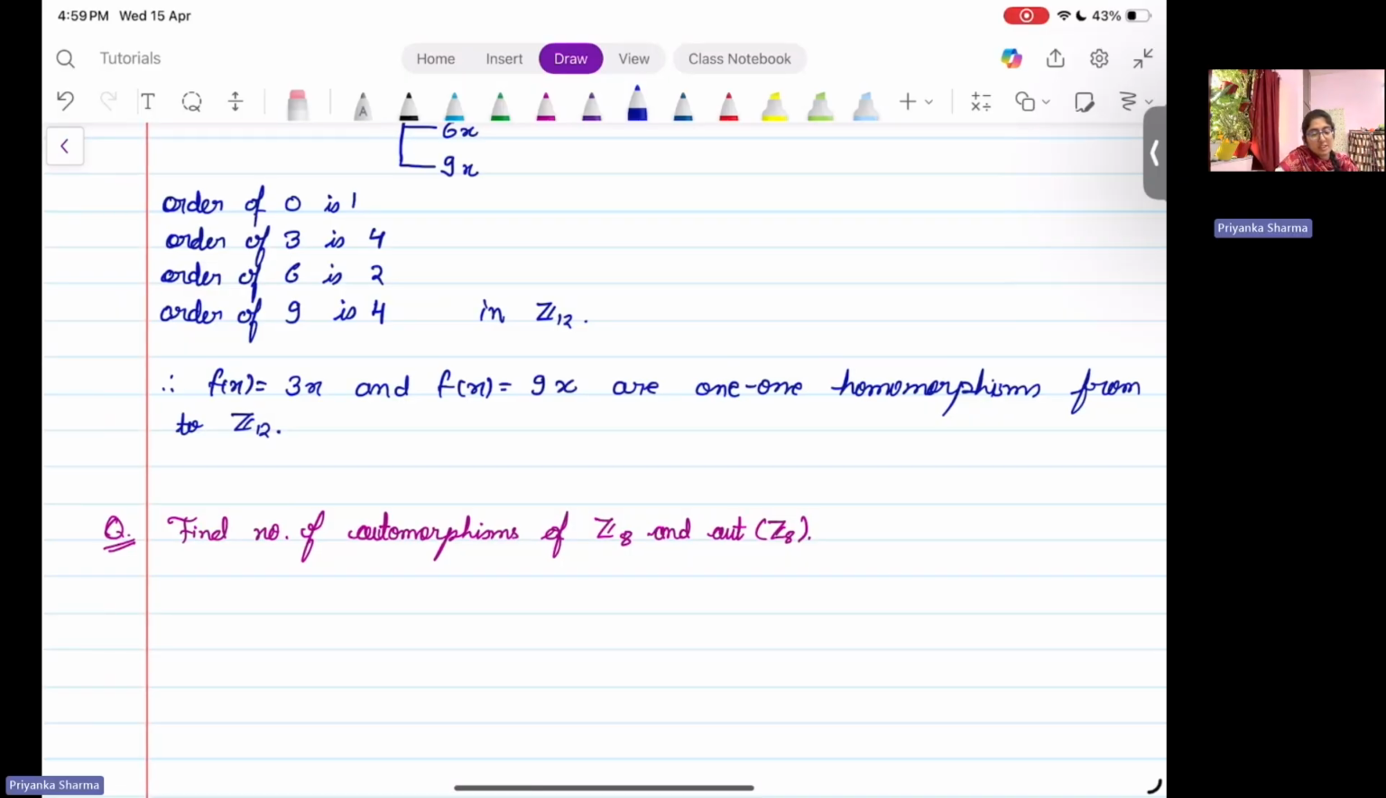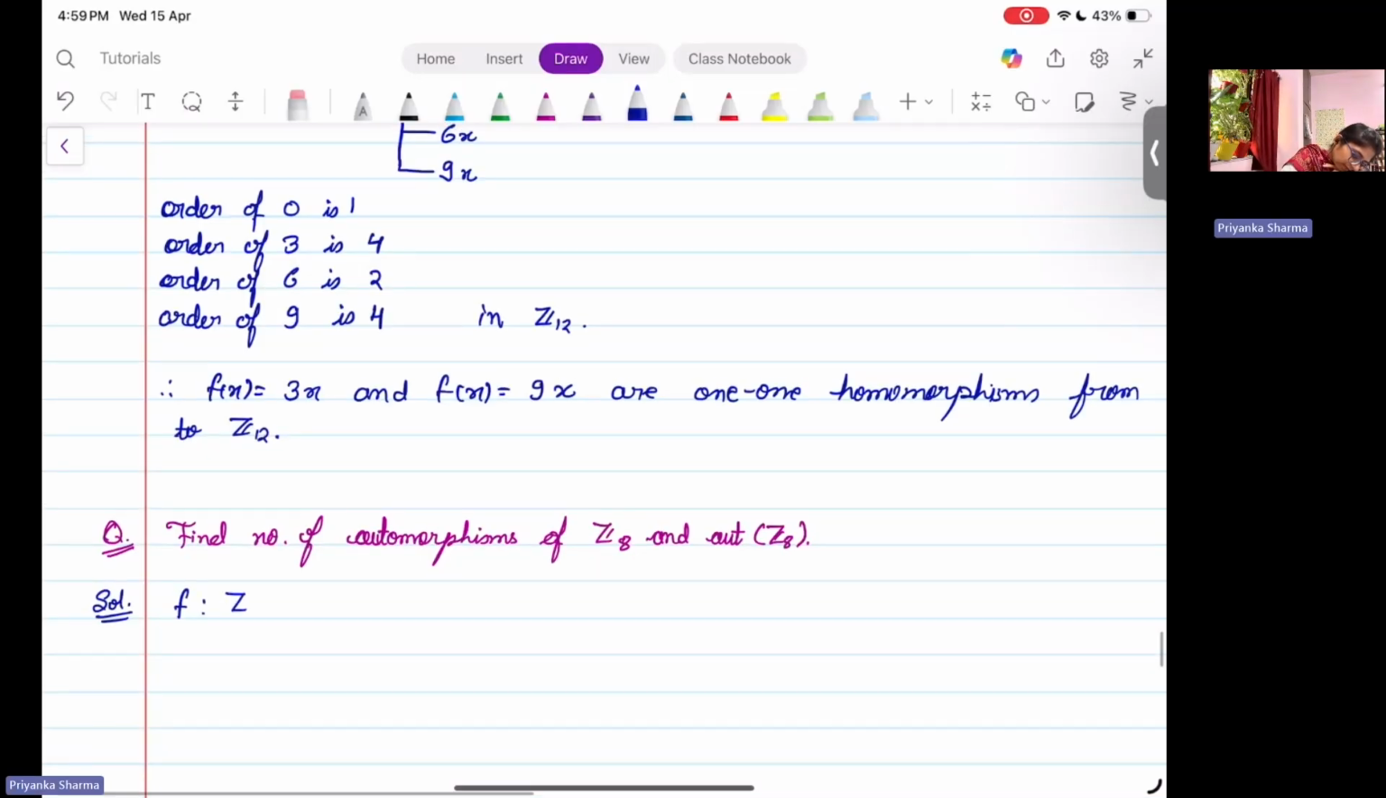So this is the next question. Now we need to find the number of automorphisms. See, till now we have discussed homomorphisms, 1-1 homomorphisms and onto homomorphisms. So if a homomorphism is 1-1 and onto as well, then the homomorphism will become an automorphism. And in that case, Zn and Zm must be the same. Okay, like this. So here we need to find f from Z8 to Z8 such that this f is an automorphism.